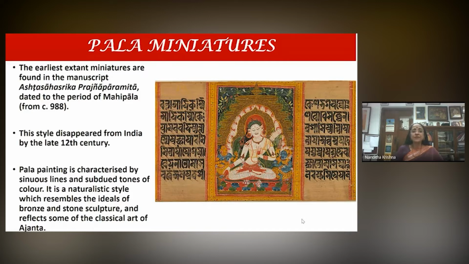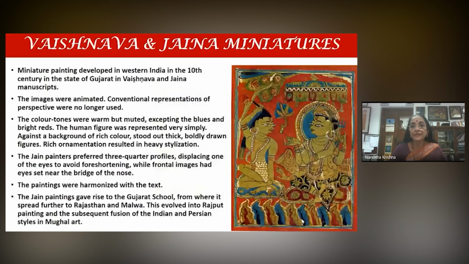The style disappeared by the late 12th century. The painting is characterized by sinuous lines, movement, and subdued tones of color. It is a naturalistic style which resembles the ideals of bronze and stone sculpture and reflects some of the classical art of Ajanta. I mean, whoever were the painters of Ajanta were obviously extremely influential, since we find Ajanta re-echoing in every aspect of Indian painting.